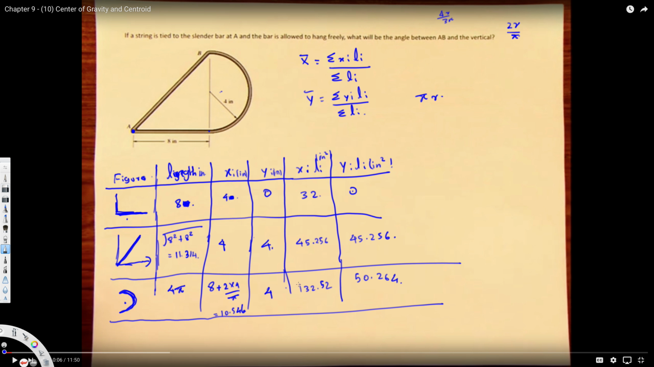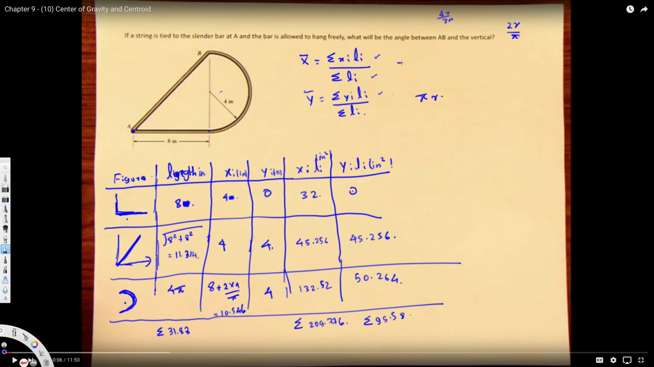Now we need these three pieces of information: sigma xi li, sigma li, sigma yi li. We have to know the summation of length, that's sigma li. If you add all of them together, it comes out to be 31.88, and summation of xi li is going to give us 209.776. Then sigma yi li is going to give us 95.58. So from this we can now substitute in this equation.